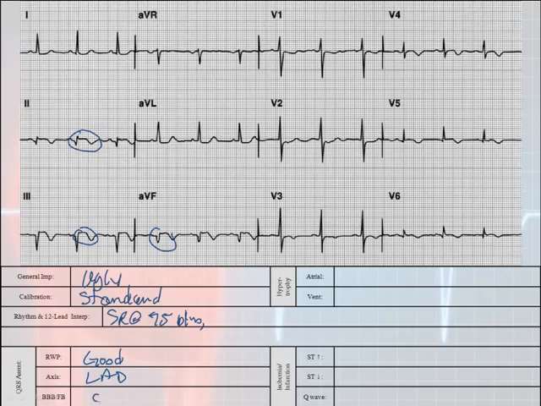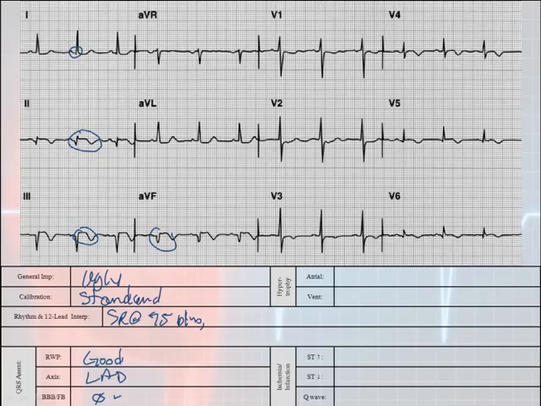Bundle branch blocks. There are no bundle branch blocks because the QRSs are not wide. Do I have a fascicular block? If I have a left axis deviation, I might have an anterior fascicular block. So what is the other criteria for an anterior fascicular block? Well, I need to have a Q1 and an R3. So do I have a Q1, R3?